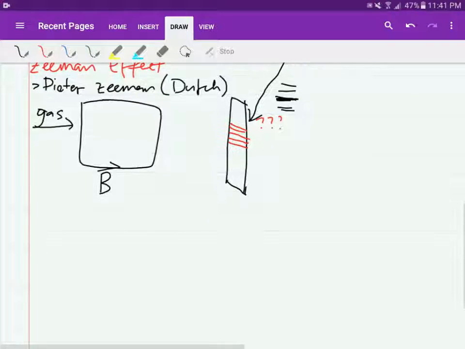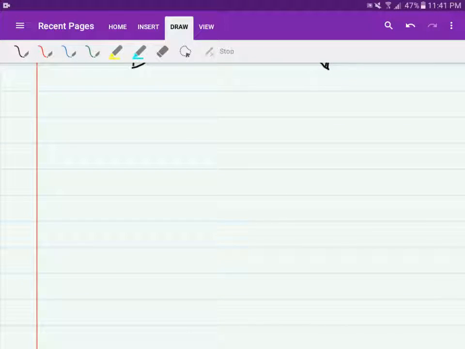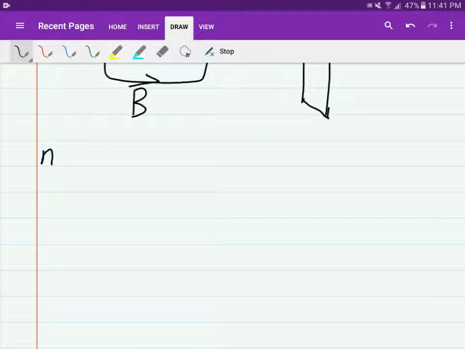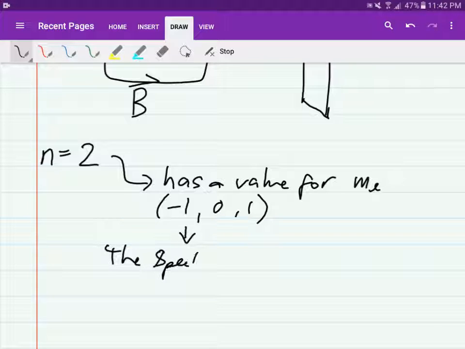Pieter Zeeman observed that on n states greater than 1, when the quantum state has a value for ml, meaning for example -1, 0, and 1, the spectral lines are splitting.